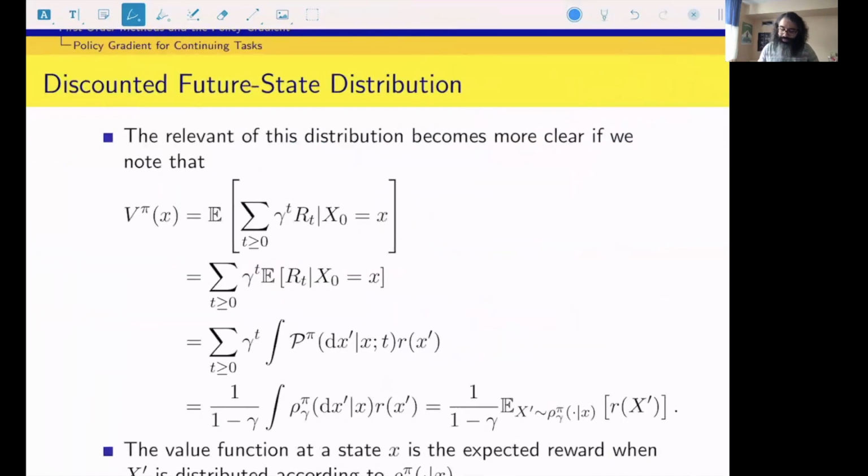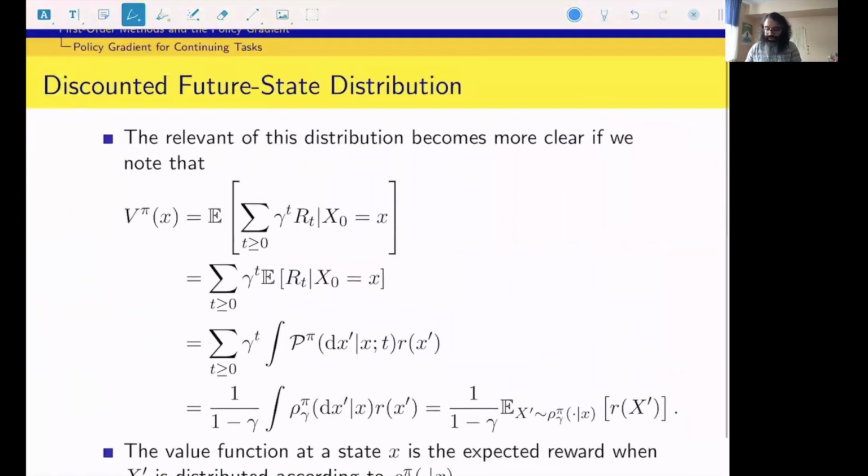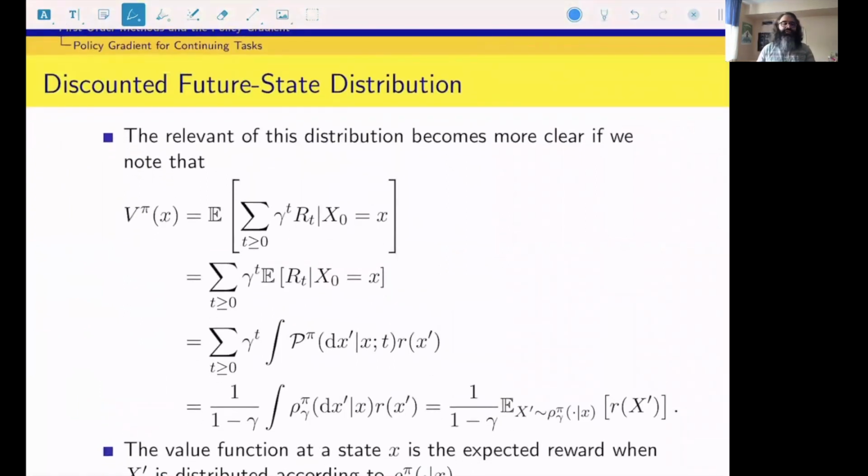And why is this relevant? Well, one way to think about it is that it's closely connected to the value function. So I can write the value function in this form. The value function v of x for following policy pi, as we saw a long time ago, is the expectation of the summation of gamma to the power of t times r_t when the initial state is x0. This can be written as the summation over t of gamma to the power of t times the expectation of r_t conditional on x0 being x.